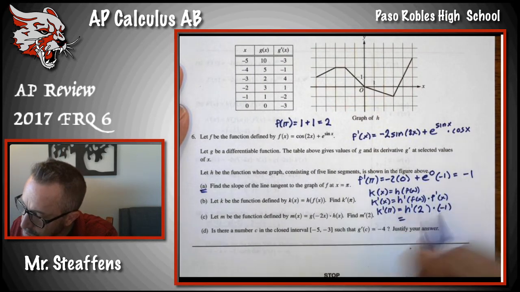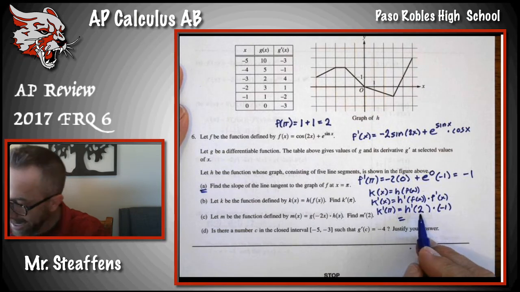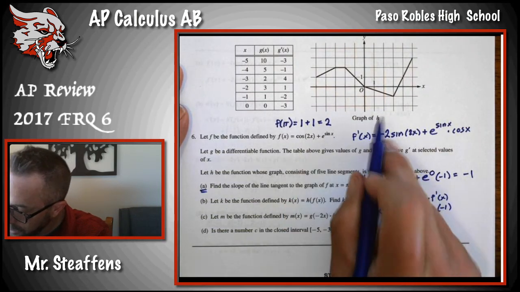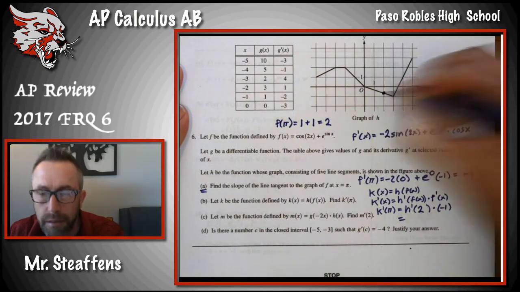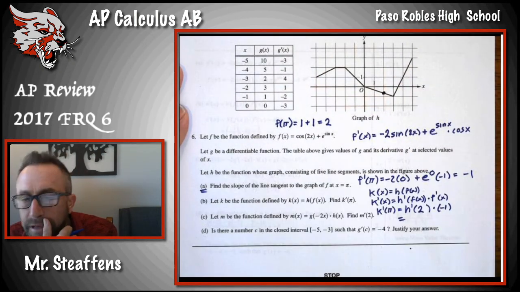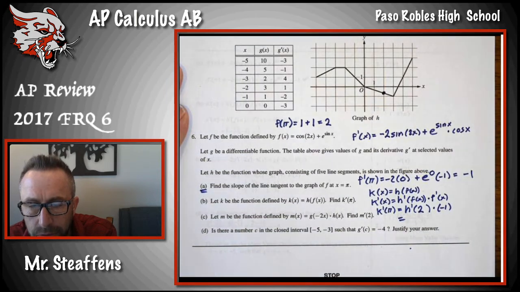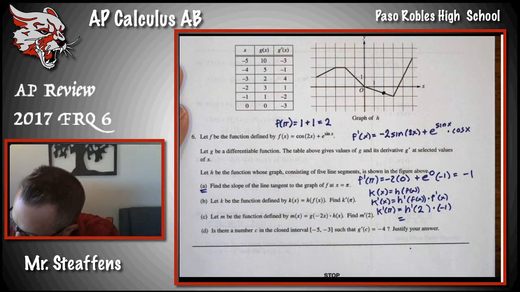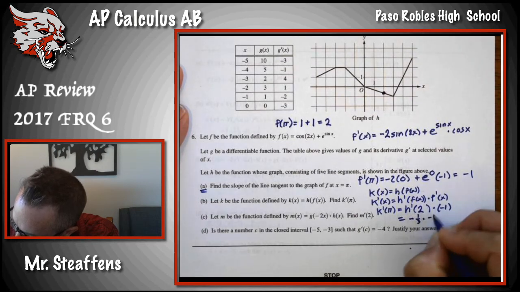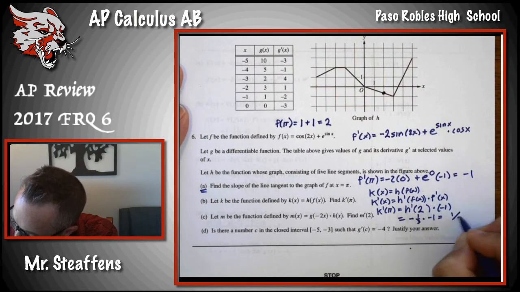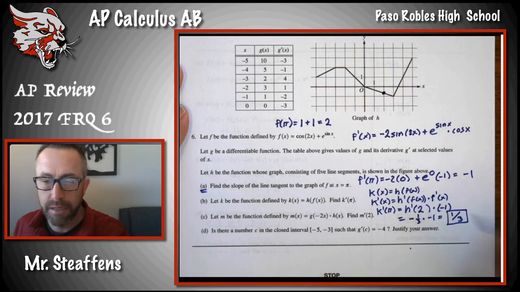So what is h prime at 2? All right, now I got to find h, which is over here. So h prime at 2 is right there. What is the slope of the h graph at 2? It looks like it goes down 1 over 3. So it's minus 1/3 times the negative 1. It looks like my answer is going to be positive 1/3.